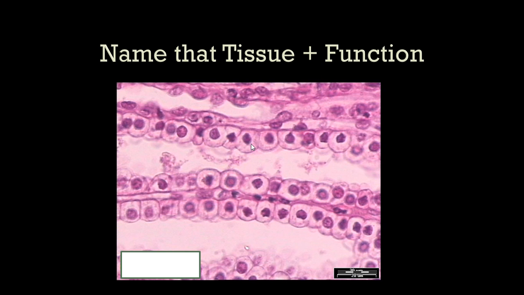If we look at these tissues right here, we can see that by their shape, they tell you what they are. They look like little cubes. They're in thin layers. So this is what's known as simple cuboidal epithelium. It's a skin layer, but this can be on the inside of your body too.